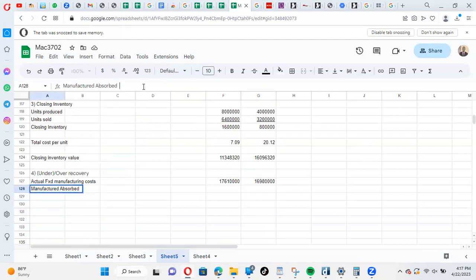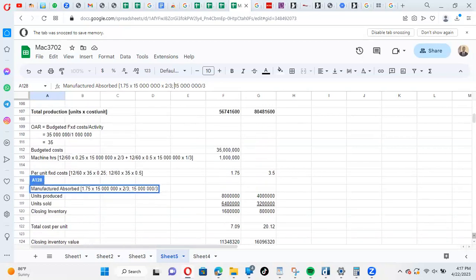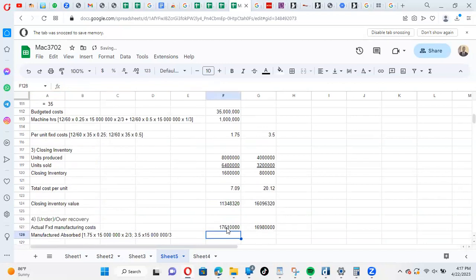Okay. So this is going to be, we said it's 1.75. Right, 1.75. What did we manufacture? We specifically said it was going to be 15 million times 2 over 3. And then on the other one, it's whatever the amount is times 15 million divided by 3. So we'll check the amount now. Let's see what that amount is. 3.5. Okay, so it's 3.5 times that there. So that's what was absorbed.